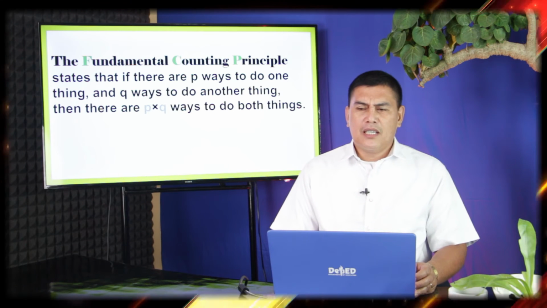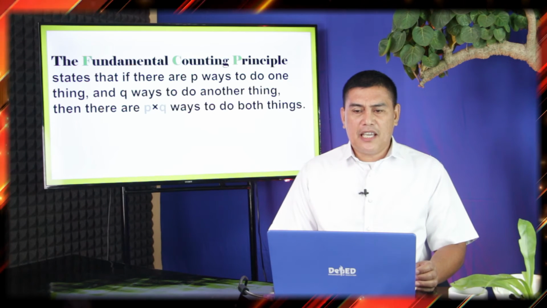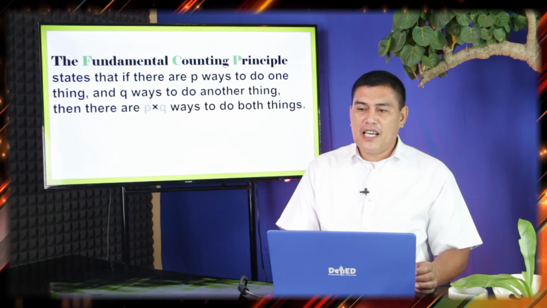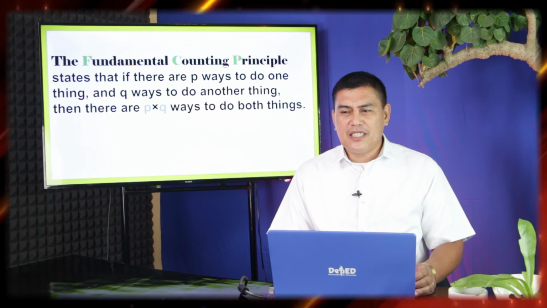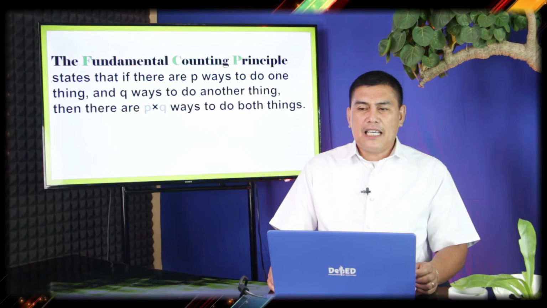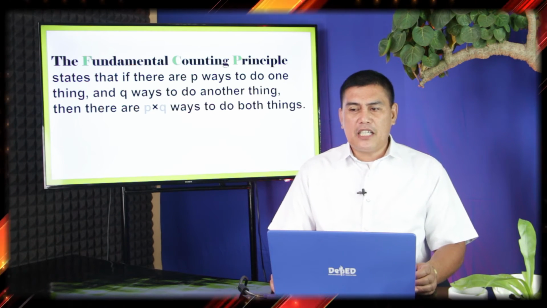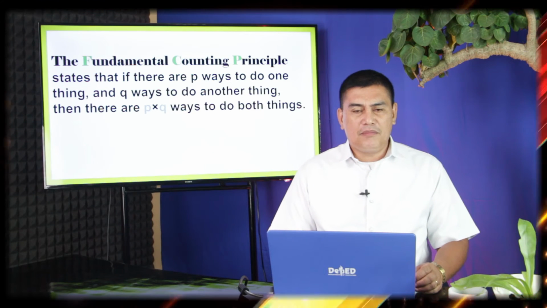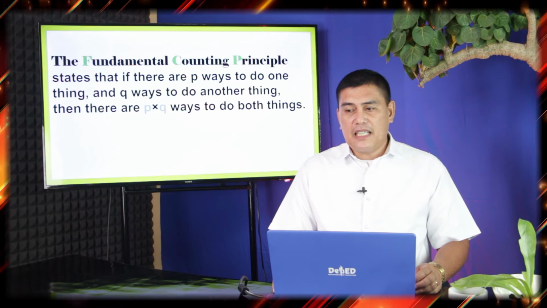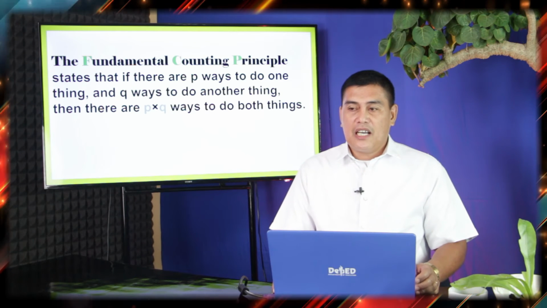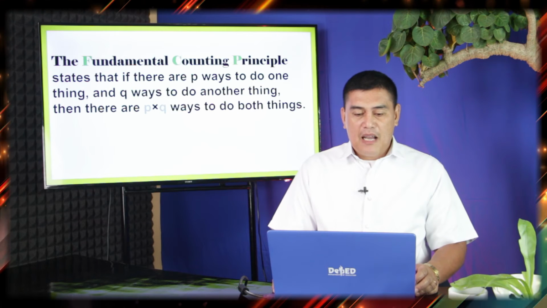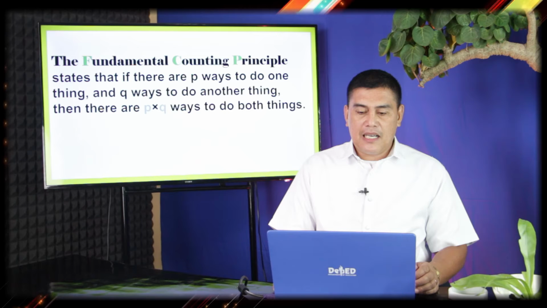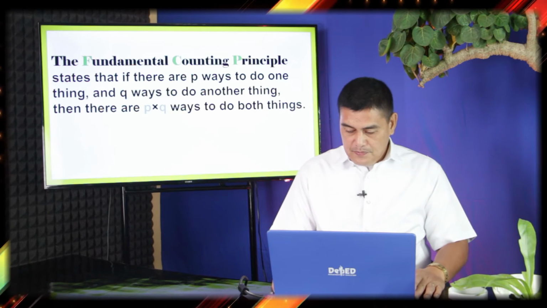For example, si Ann ay merong 50 blouses. Meron din siyang 30 skirts. So, how can we list the possibilities or determine the possibilities kung gagamit tayo ng tree diagram? It really takes time. So, ang shortcut dyan is gagamit tayo ng FCP or the Fundamental Counting Principle.